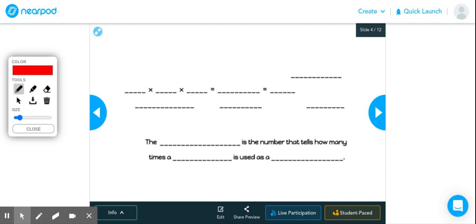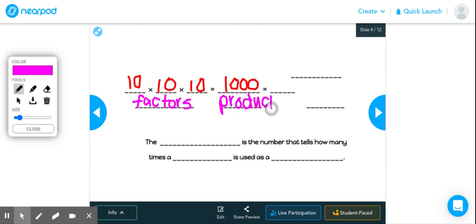So what we talked about is how we can take 10 times 10 times 10, and we know that the product of 10 times 10 times 10 is 1,000. Now, going back to old vocabulary words, we know that the numbers that we multiply together are called factors, and the answer is the product. So what's new with this lesson is that we could take this repeated multiplication problem and write it using powers. Because again, powers are a shortcut for repeated multiplication.